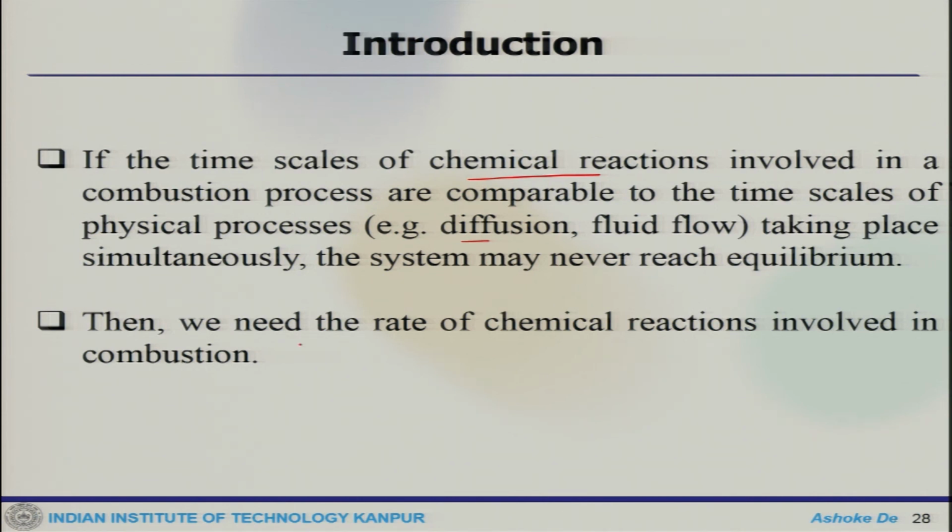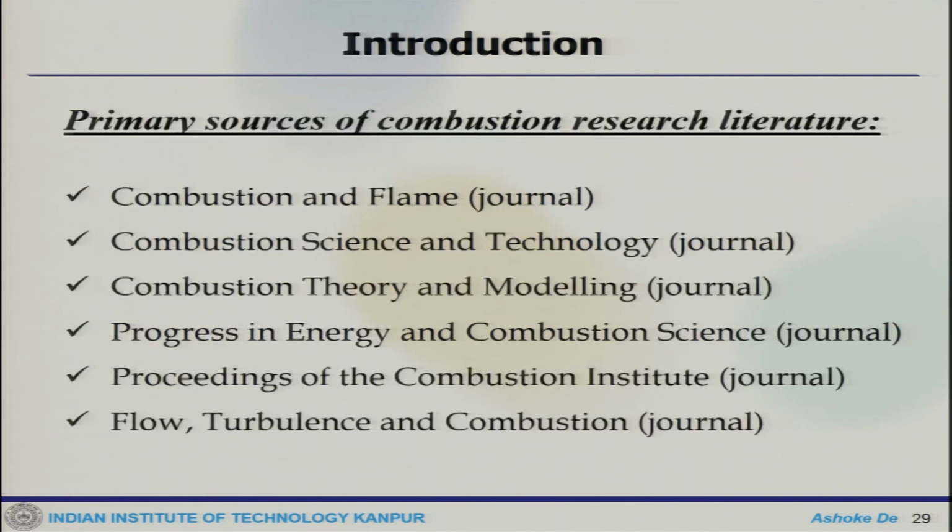So, one has to calculate the rate of chemical reactions involved in this combustion. Some of the materials are collected from, not all, but the primary sources of combustion research literature. One may look at these because every time there is an issue, one can see different aspects discussed. These are the primary sources one can look at to get more insight about recent advancements and other details. So, I will stop here and take it up in the subsequent lecture. Thank you.